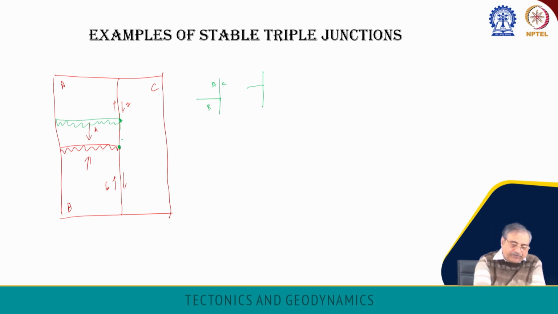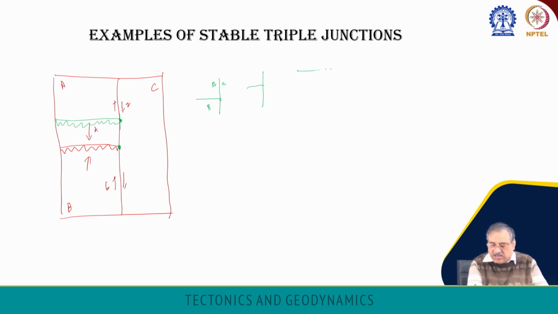So in other words, what we have here is an example of a stable triple junction, because the configuration of the plate boundaries around the junction remains identical with time. So the plate motions have operated in such a way that the geometry of the plate boundaries around the triple junction remains exactly the same as it was. Therefore, this is a stable triple junction.